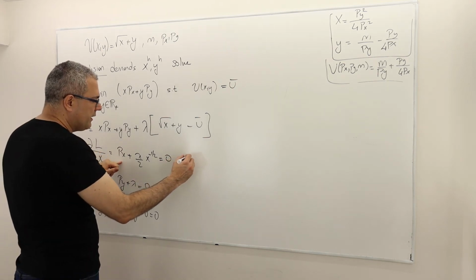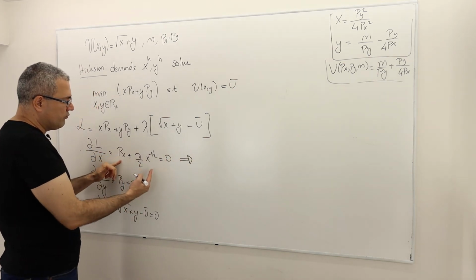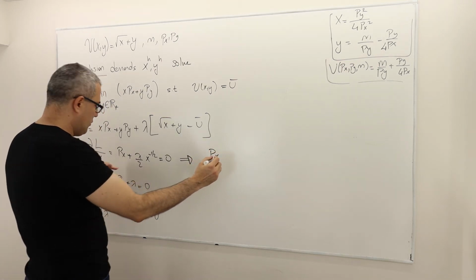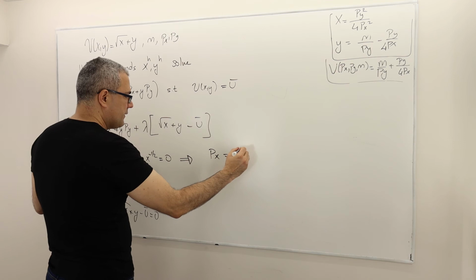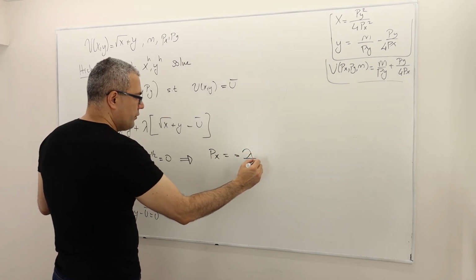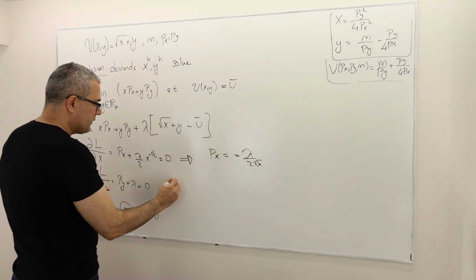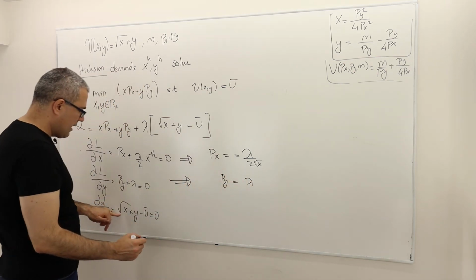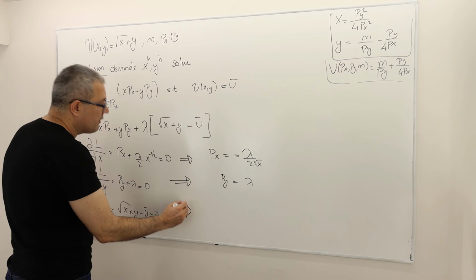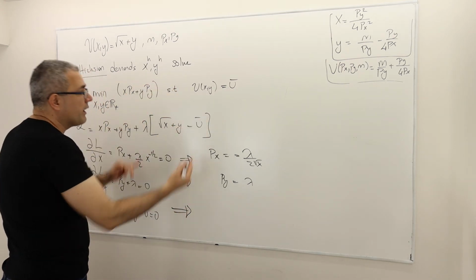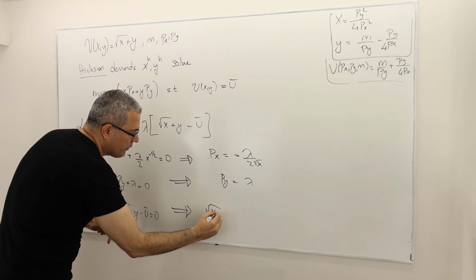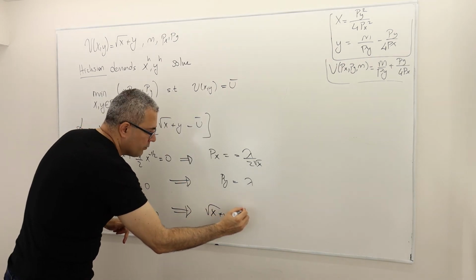So how do we find it? Well, simple, rewrite everything. So this is px equals minus lambda over 2 square root of x. So this guy means py equals lambda. And this is just the constraint. My utility should be at least u bar. So square root of x plus y is equal to u bar.